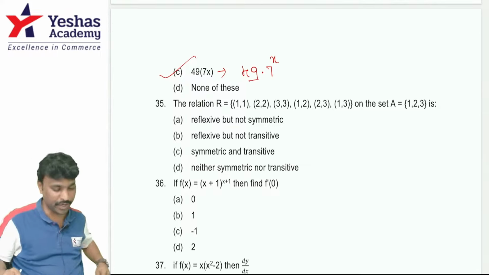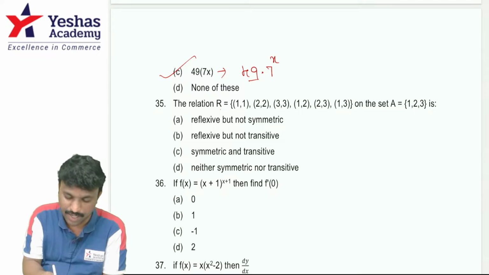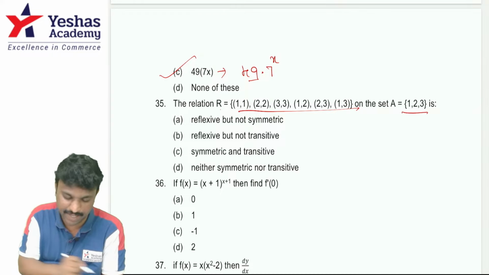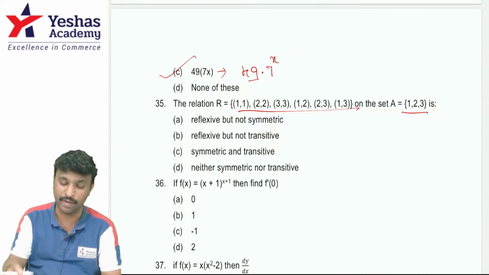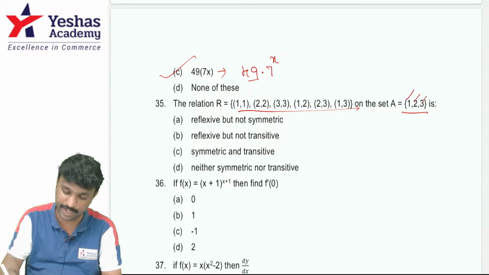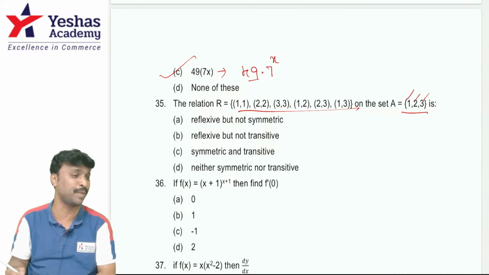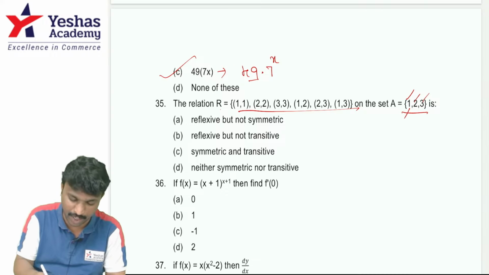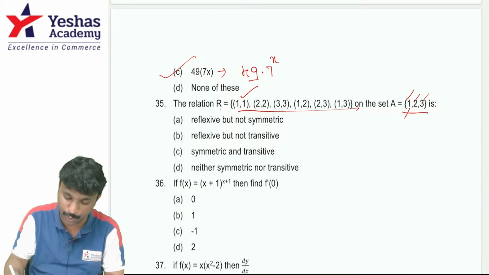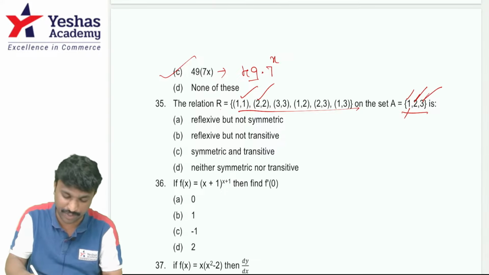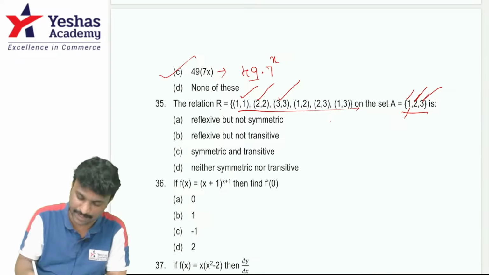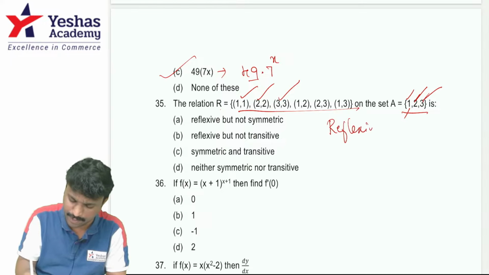Look at the next question, question number 35. The relation R is given and set A is given. What sort of a relation is it? That's what is asked. First of all, check for reflexive. For a reflexive relation, you have to check all the elements in set A. For all these elements, there must be reflection. Element 1 is there, so 1 comma 1 should be present. It is present. Element 2 is there, 2 comma 2 should be present. So 2 comma 2 is present. Element 3, 3 comma 3 should be present. So it is reflexive.